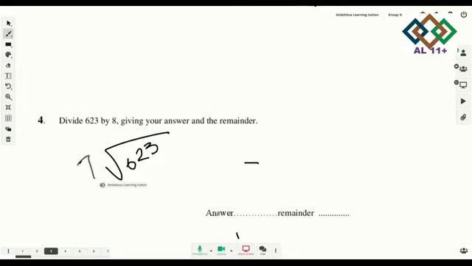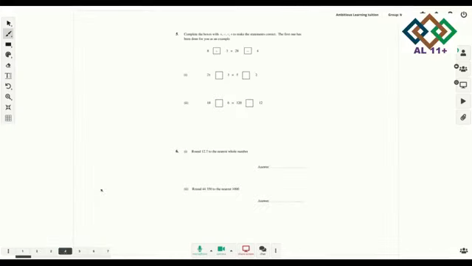Divided by 7. So I'll get 77 as my answer with remainder 7. So 77 with remainder 7. So let's move on to number 5 now.